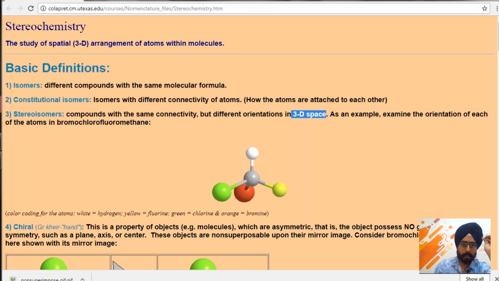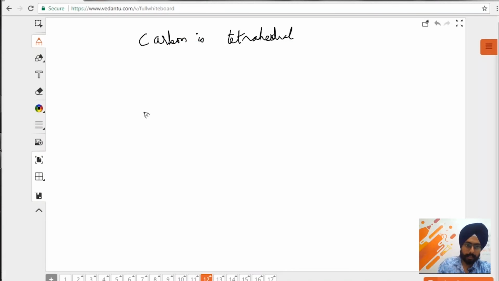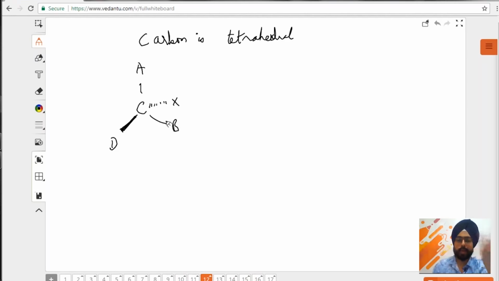Now, the way I would draw that structure on paper is something like this. I will put A, B, then an X which is behind the plane, and a D which is in front of me. This is just a notation. If you can see the image in my webcam, if this is your carbon, these are A and B, and this is X and D. This is just a notation for putting 3D into 2D. You don't need to worry about this.